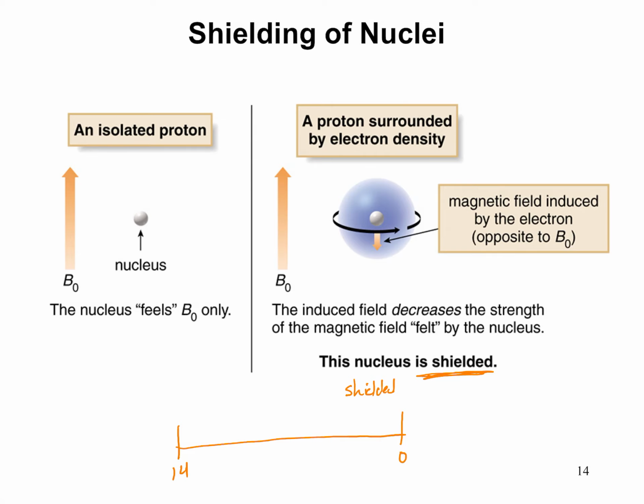Now, if it's closer to 14, it means it is going to feel a lot of the magnetic field, that it's going to be getting hit pretty hard from the magnetic field, and we say that this is de-shielded. Okay, we say that this is de-shielded. So just keep that in mind when we're thinking about this terminology. Some more terminology here. The closer you are to 14, the more de-shielded you are. The closer you are to 0, the more shielded you are.